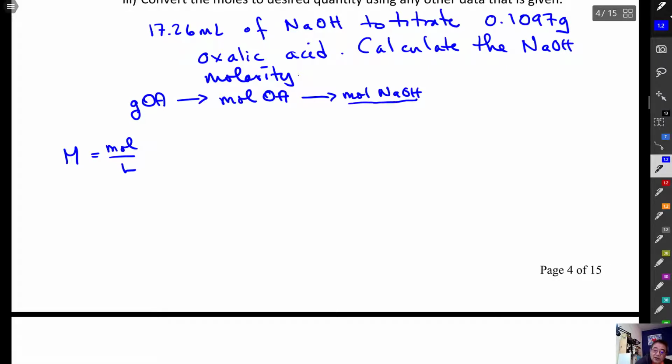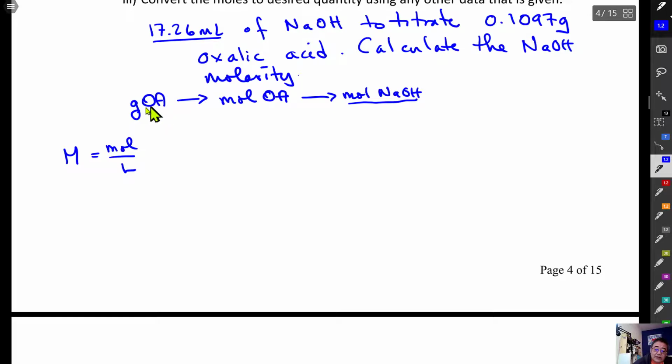This is how I'm getting my moles of sodium hydroxide. And this is the number, although it's not in liters, that will give me the liters of sodium hydroxide. So let's go ahead and do this calculation first, and then we'll convert this to liters, plug it all in here, and get the molarity of the sodium hydroxide.